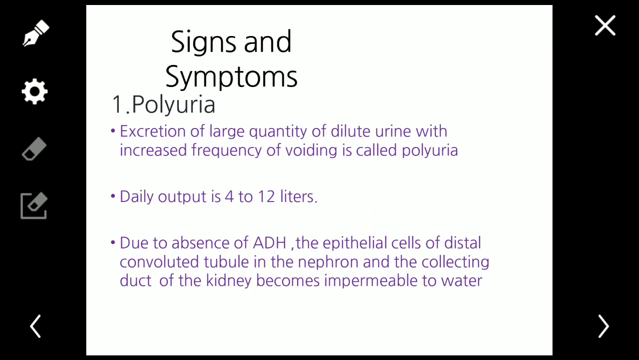So in this diabetes insipidus, the patient will have polyuria, that is, excretion of large quantities of dilute urine with increased frequency of voiding is called polyuria. Daily output is 4 to 12 liters.